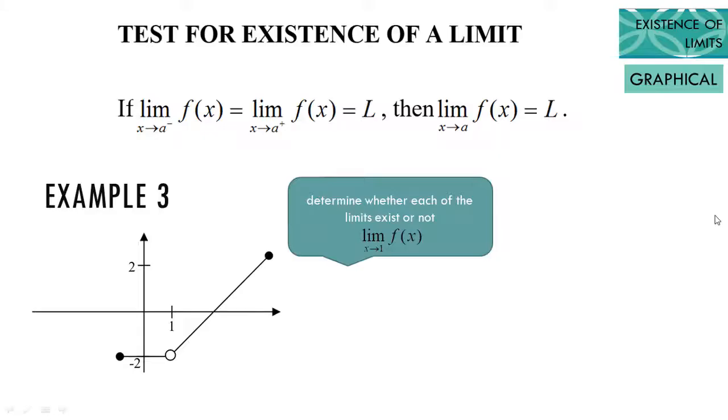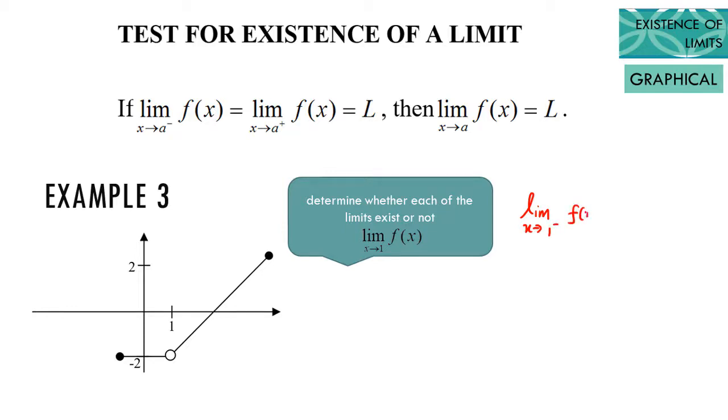Existence of limits. We are going to solve by using the test of existence of limit. Based on the definition, the left side and right side limit must both be equal to L, and only then can you conclude that the limit exists with the value of L.